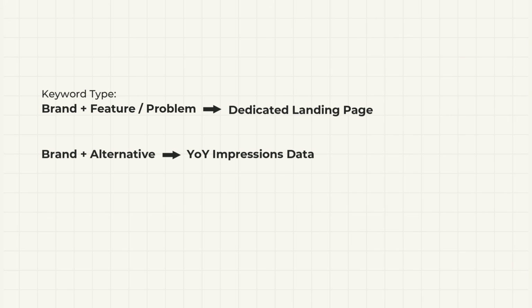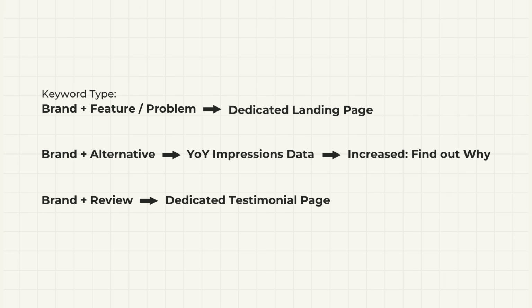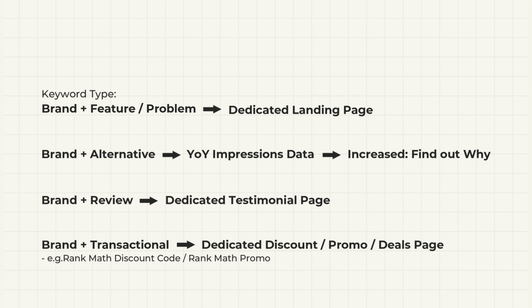So if you see brand plus problem or feature keywords, you want to create a dedicated landing page for the feature. If you see brand plus alternative keywords, track the year-over-year data. If the impressions are increasing, you need to identify the reason why people are looking for alternatives. If you see brand plus review, you want to have a dedicated testimonial page that targets that keyword. If you see brand transactional keywords like RankMath discount code, RankMath promo, even if you do not offer any discount, you still want a dedicated page ranking for these keywords telling people you do not offer any discounts.